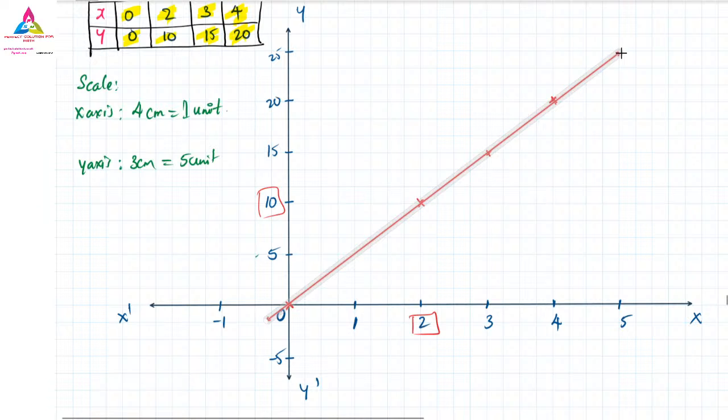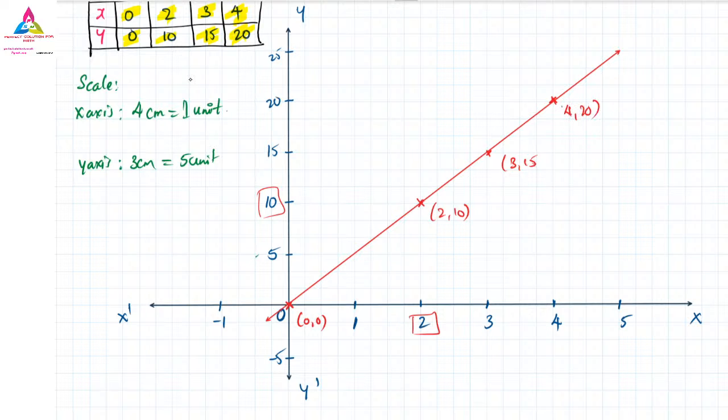I think all of you have this correct, no? Okay, that is the graph you have got, and all the points are intersecting. So at the end you have to write down here 0 comma 0, this is 2 comma 10, and this is 3 comma 15, and this is 4 comma 20. So these are the points.